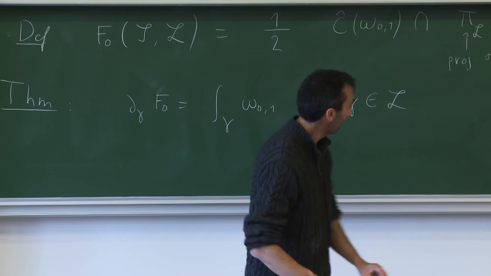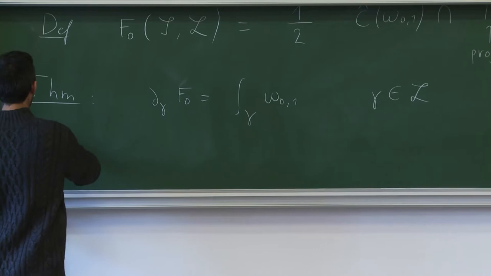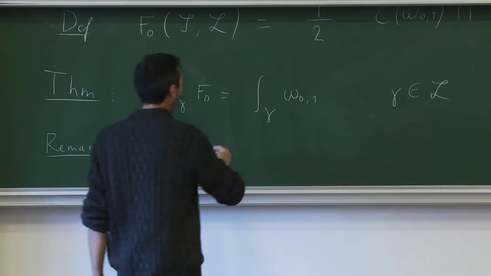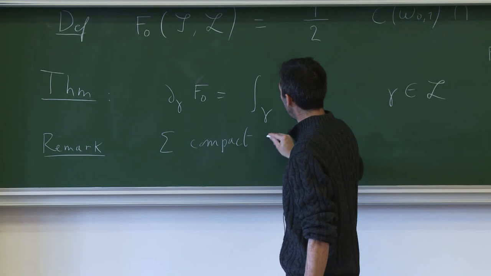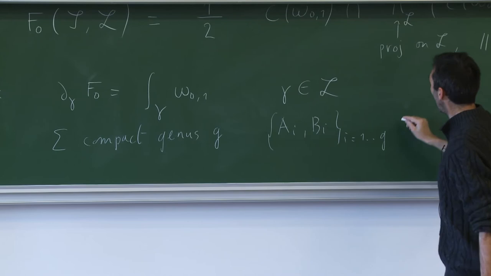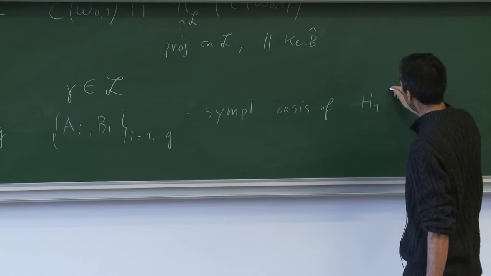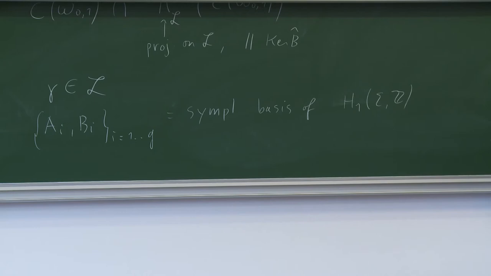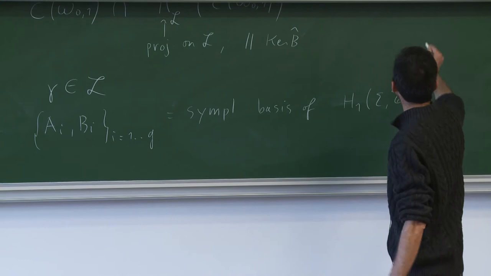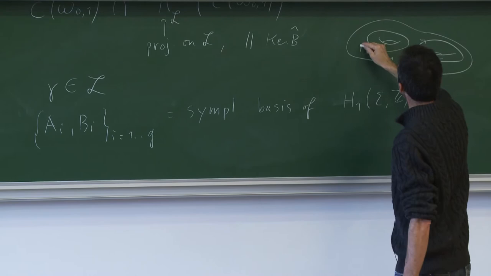Now, I just want to show you that this is, in fact, more or less the Seiberg-Witten relations for F0. So F0 is the prepotential. So, remark. Imagine that sigma is compact of genus G, and you take A_i, B_i with i equals 1 to G, a symplectic basis of H1 of sigma, Z. You take a symplectic basis, so it's not unique. There are plenty of symplectic bases that you could choose. This sigma is any curve. So for instance A1, B1, A2, B2, and so on.